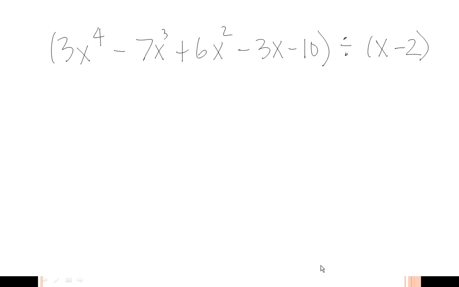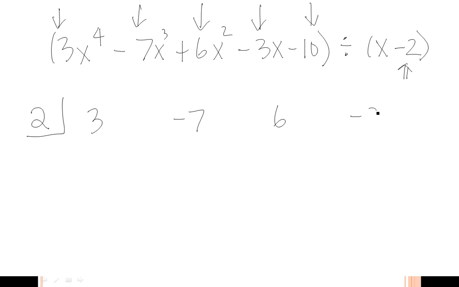Okay, so let's start using synthetic division. First, make sure you have all of your terms. We have x to the 4, x to the 3rd, x to the 2nd, x to the 1st, and the constant, which is x to the 0 really, because x to the 0 is 1. So we have all of our terms. What should we put in the box? You should put the opposite of what you see here, so positive 2. And the coefficients are next: 3, -7, 6, -3, -10. Please do not forget the negative signs.